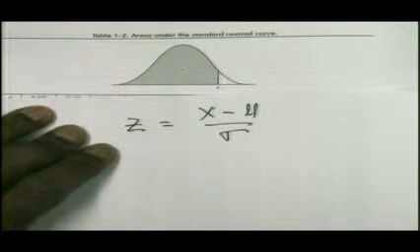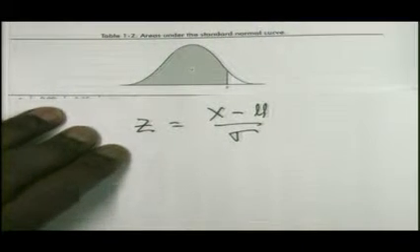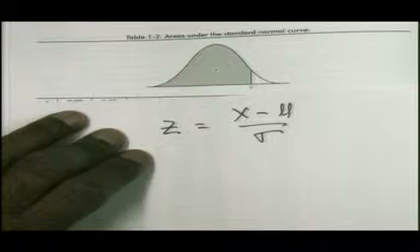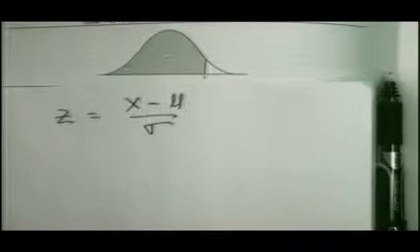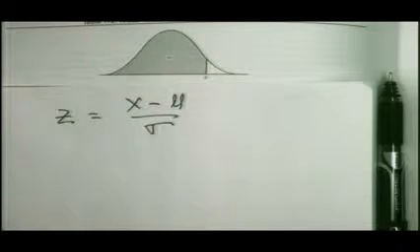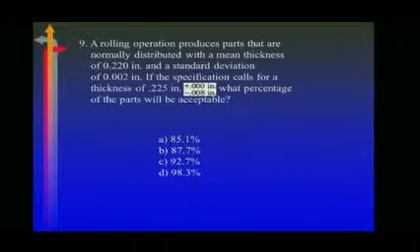In this case, what is he asking? Let's flip back to our question and understand it. What are we trying to do? He's telling us that if the specification calls for a thickness of 0.225 inches, what percentage of the parts will be acceptable? So he's defining the upper and lower specification limits, but he also gives me the process mean and process standard deviation.